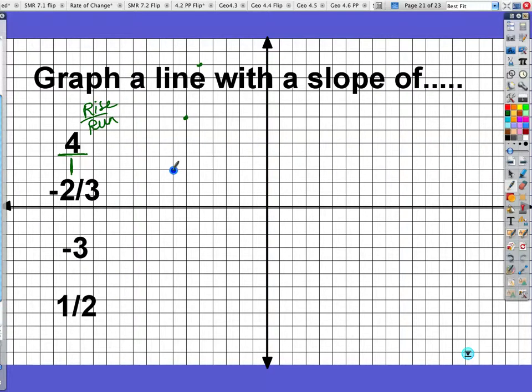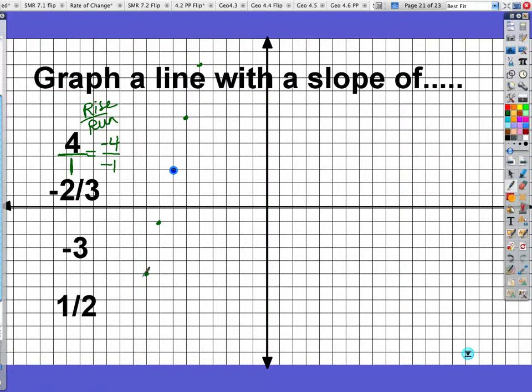I mean, there's special cases where you don't do that. But here, oh, wait a minute. Isn't that equivalent to -4 over -1? Yeah, -4 divided by -1 is 4. So from here, I could rise -4 and run -1. Rise -4, run -1.